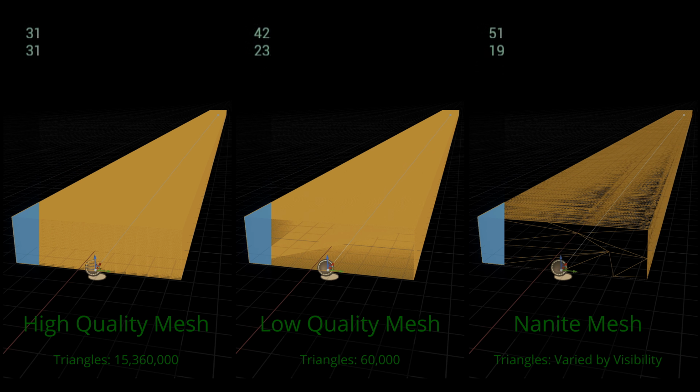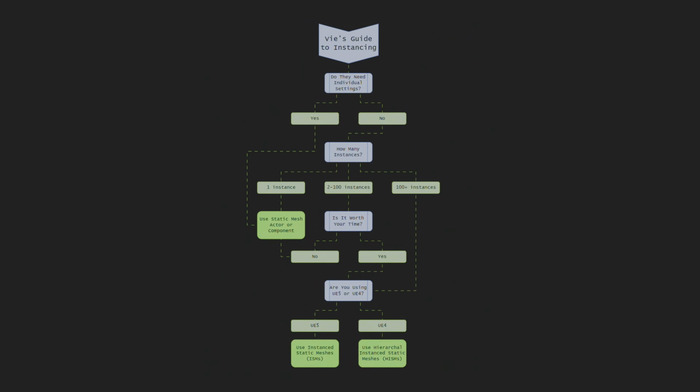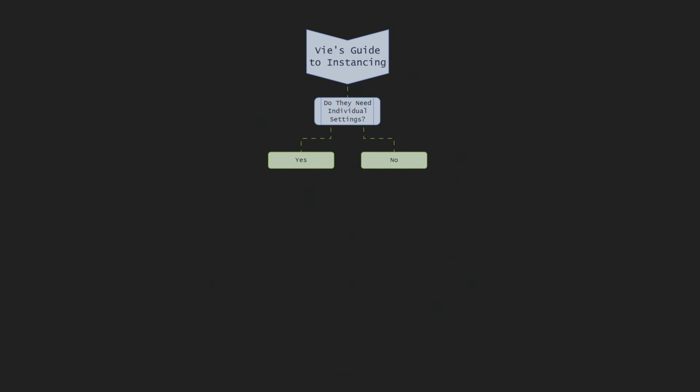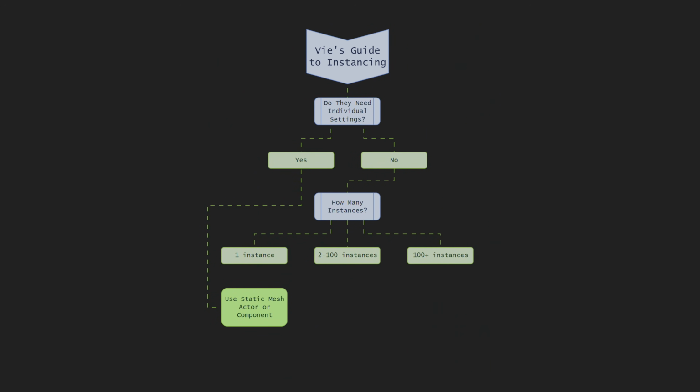So to sum up everything we learned, and to determine when you should use static mesh actors or components versus ISMs or HISMs, I have a helpful flowchart. The first question is, do I need logic that will be needed per instance? Meaning, they need to be individually affected by gravity, physics, player interactions, collisions, need separate materials, etc. If so, use static mesh actors or components. If all their settings can be shared, then we need to ask how many instances would you have of this mesh. If only one, just have it be a static mesh actor.